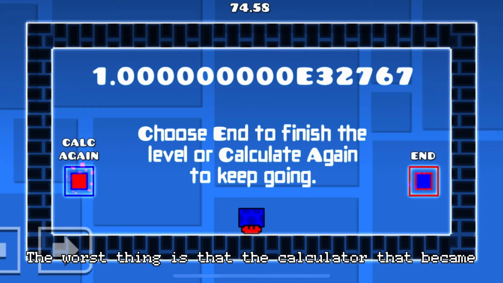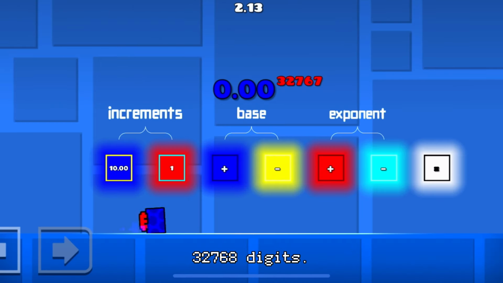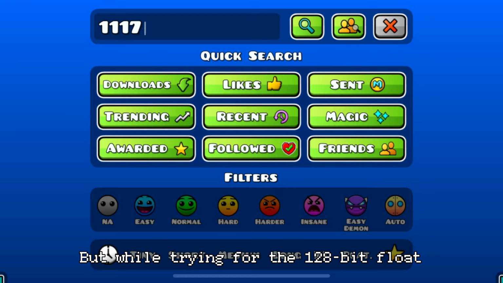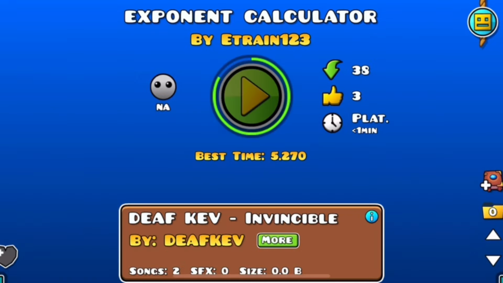The worst thing is that the calculator that became permanently unavailable is the one that can handle 32,768 digits. But while trying for the 128-bit float, it all went wrong. Let's find out. Oh, a new update? I wonder what it is.